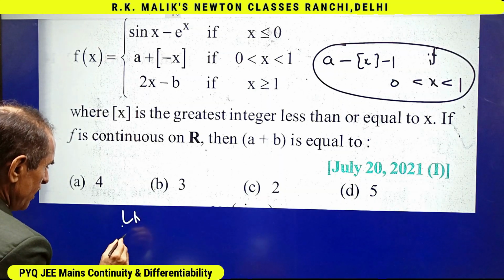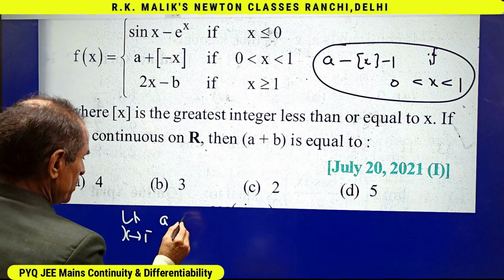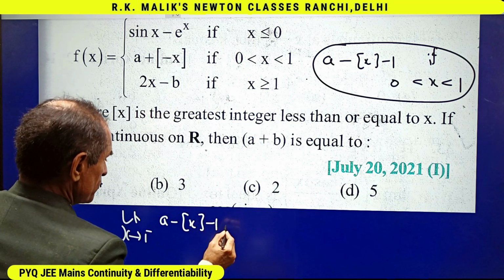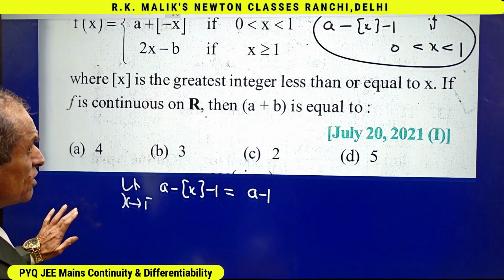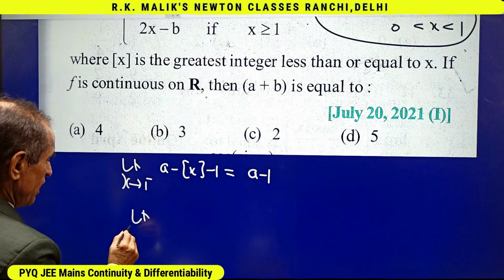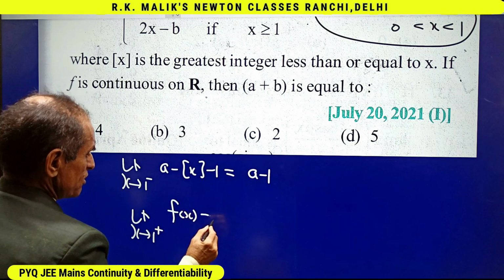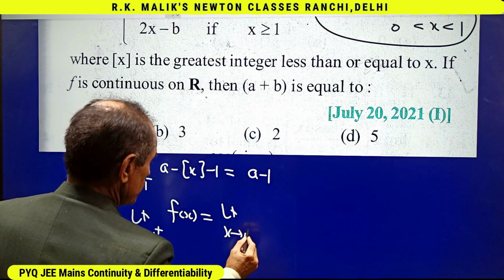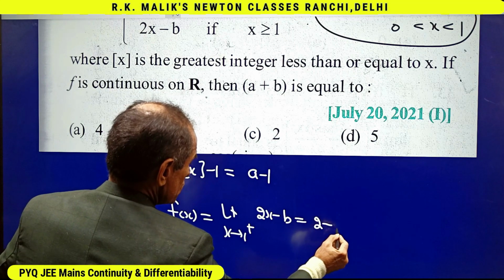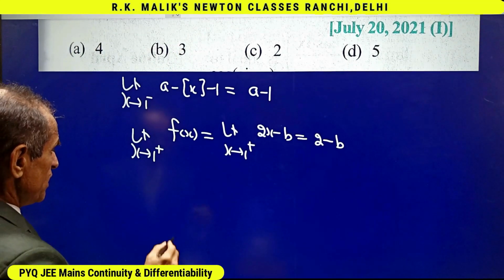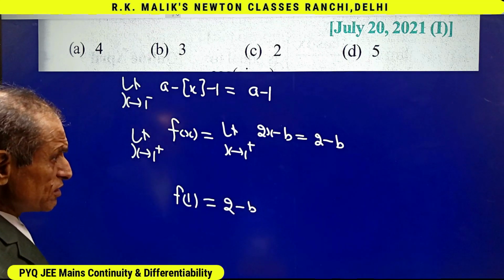And I want the function to be continuous at 1 also. Hence, limit x tends to 1 minus a minus box x minus 1 becomes a minus 1, and limit x tends to 1 plus f(x) is limit x tends to 1 plus 2x minus b, that is 2 minus b. And f(1) is also clearly 2 minus b.